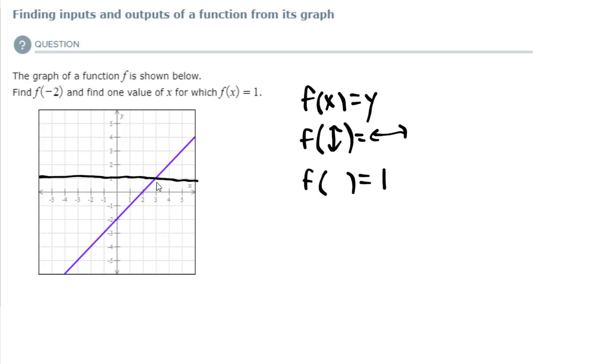And I can see that these two lines intersect right here. And what's missing, this right here, is my x value. So I just look at, okay, what is the x value for that point I just marked? The x value for this point, if I go straight down, is the value 3. So I put that there, and that'll be my answer. F of 3 is equal to 1.